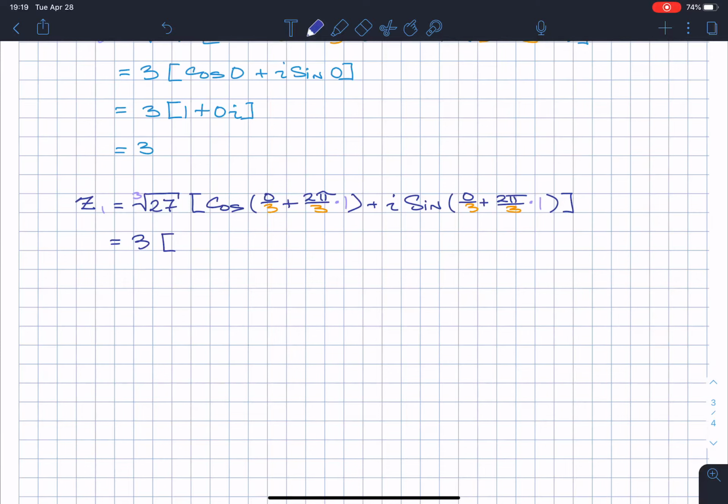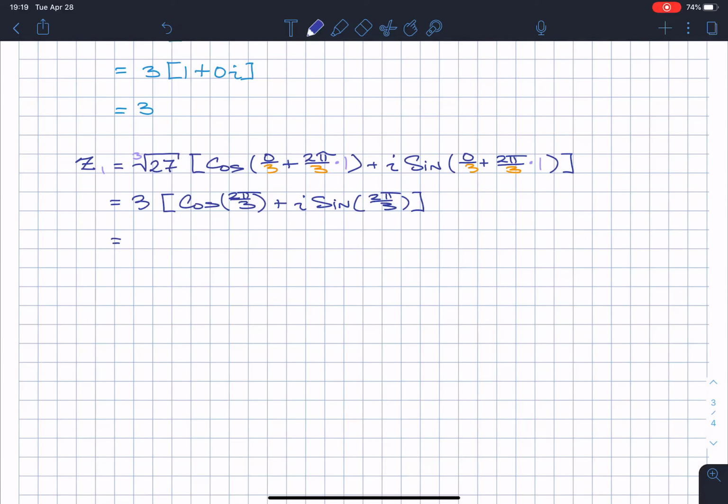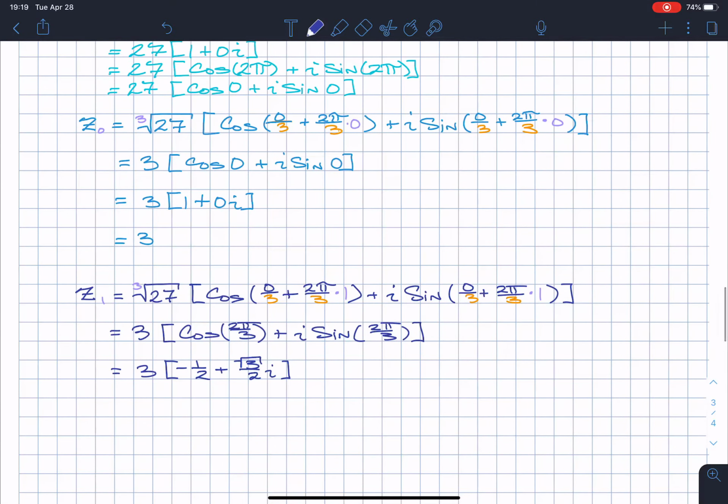So it looks like the first term in each argument is 0, but the second term is 2 pi over 3. So this becomes cosine of 2 pi over 3 plus i times sine of 2 pi over 3. That's 120 degrees if we care to. We can write this: cosine of 120 is negative 1/2, and sine of 120 is root 3 over 2, positive, times i. So that would be the second cube root, of which there will be 3.